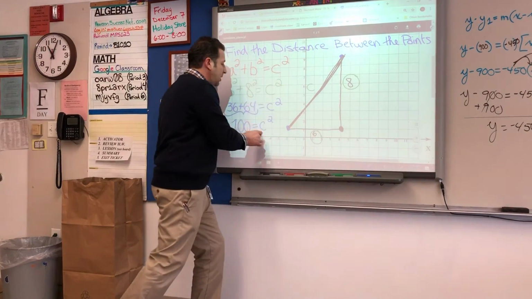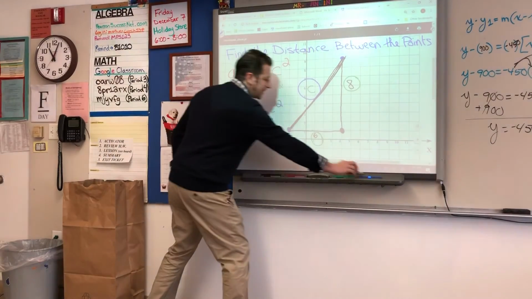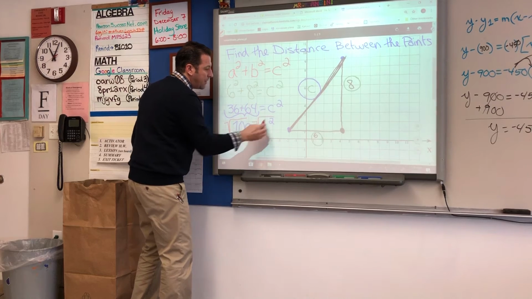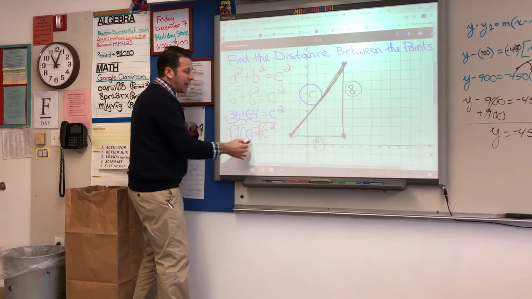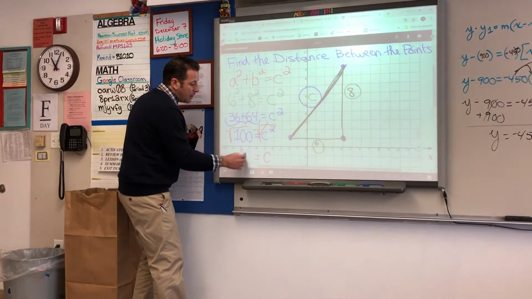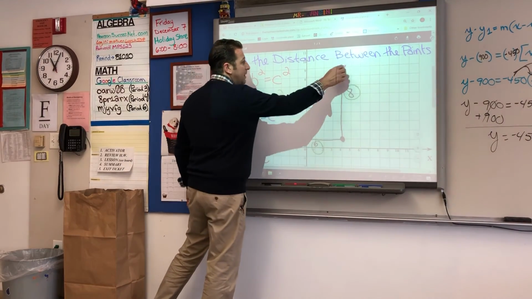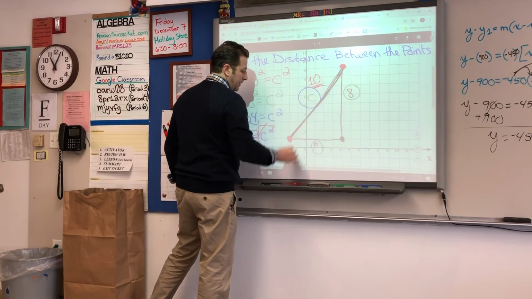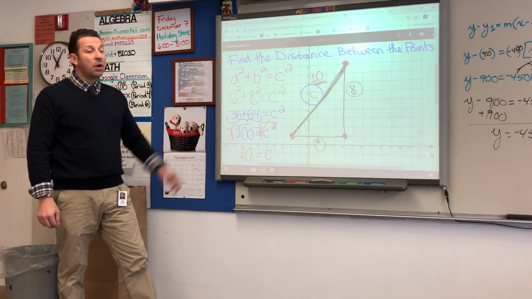So remember, we're not looking for c squared, we're looking for c. The final step would be to take the square root of both sides. Remember, when you take the square root of a number, it undoes squaring a number. So technically, this cancels out, leaving me with c. Square root of 100 is 10, which means that the distance from this point to this point is actually 10 units. And that's how you would use the Pythagorean theorem to find the distance between 2 points on a coordinate plane.